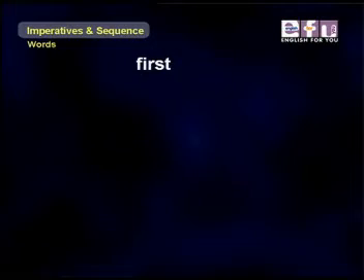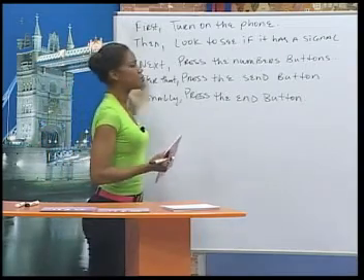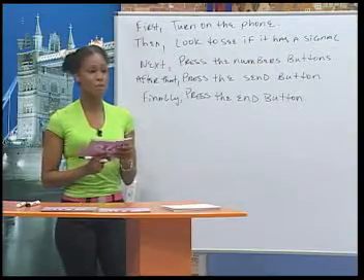Okay, let's look at these words. First, then, next, after that, finally. Alberto, why did you use these words? I used them to explain what was first and what was last. They tell the order of the instruction. For example, you turn on your phone first. Then you can't press the end button if you don't turn the telephone on first. All right, exactly, Alberto. Very good.